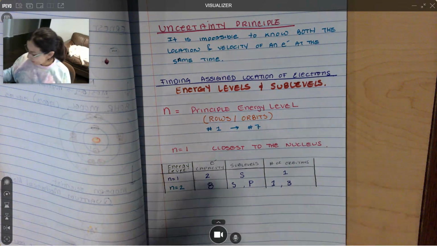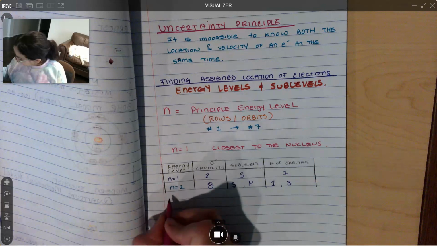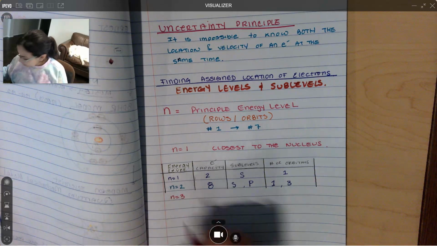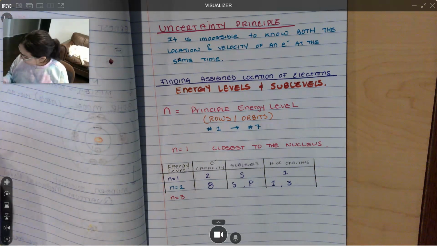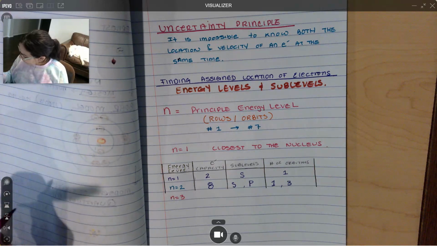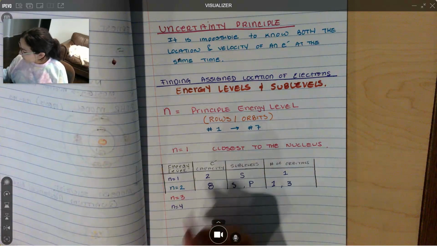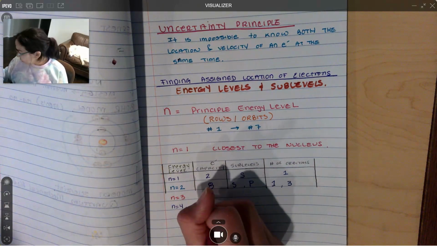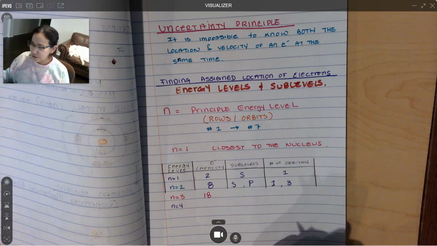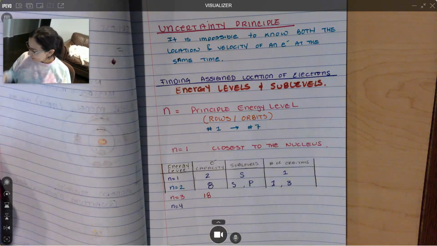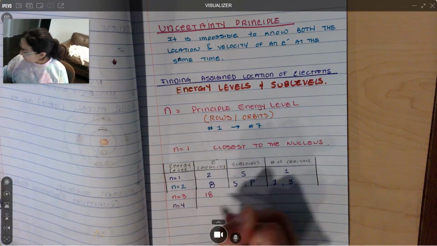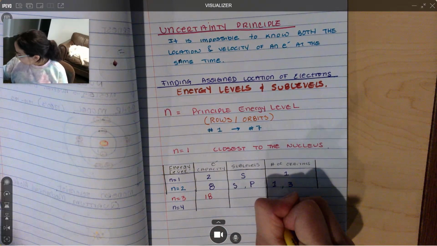All right, let's look at another one. N is equal to 3, and we're going to go all the way to n is equal to 4. So in n is equal to 3, we could hold a maximum of 18 electrons. What? But you said 2 and 8 and I don't know what.